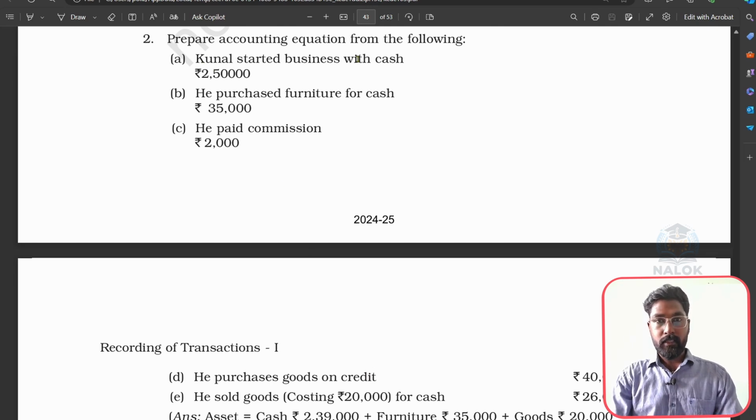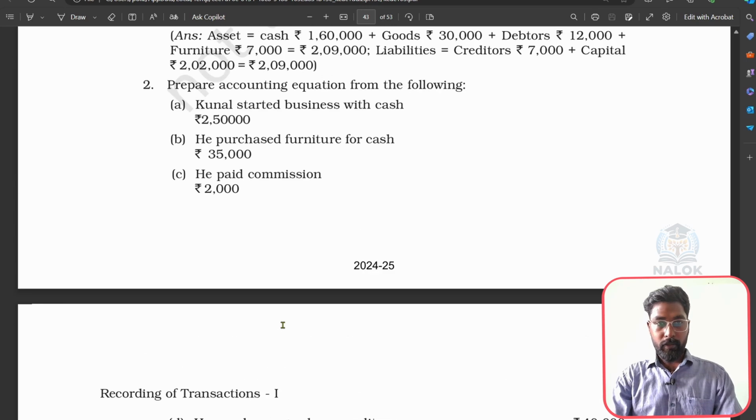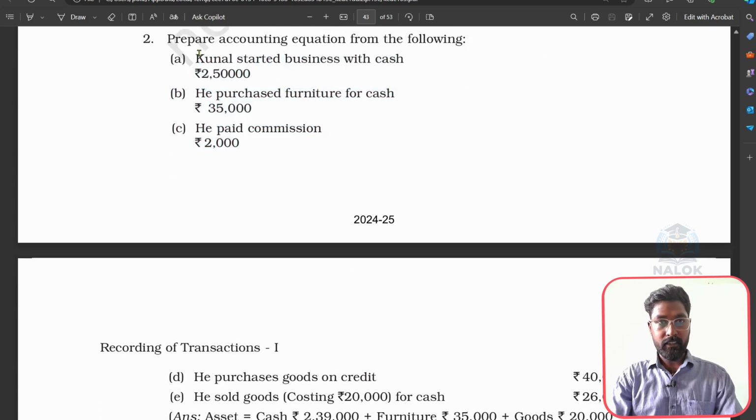Kunal started business with cash. Cash is an asset. He purchased furniture for cash. Furniture also comes under asset. He paid commission. We will discuss this. Next, he purchased goods on credit. Goods is an asset, and credit is a liability. What is the next transaction? He sold goods costing 20,000 for cash. Now we are able to understand which items these transactions are influencing.